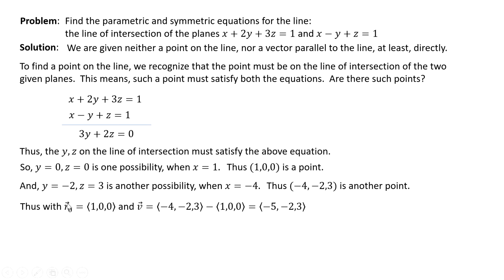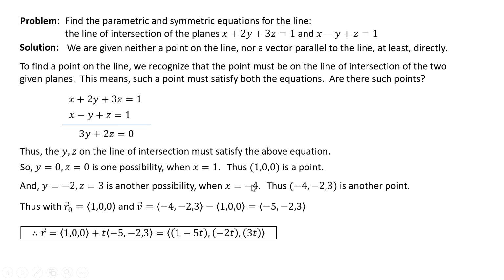And so we are pretty much done. Just like the previous problem, once you know 2 points, you are in business. Find a vector by doing a head minus tail of those 2 points, and that's the parallel vector. And we already know one of these points. You can pick 1, 0, 0 or this one. And ta-da, we got the equation.